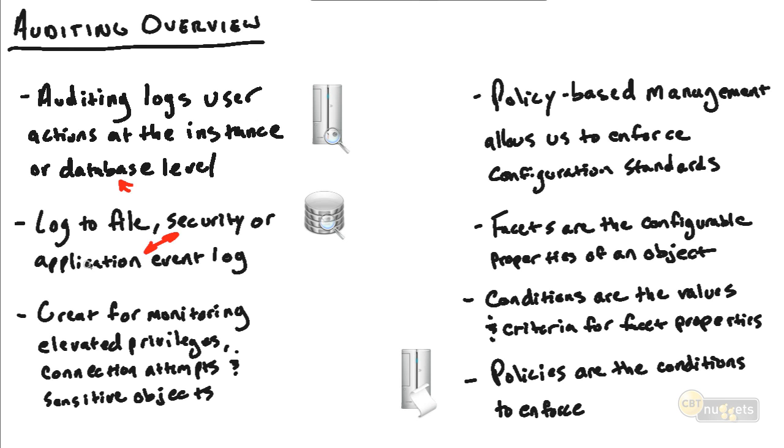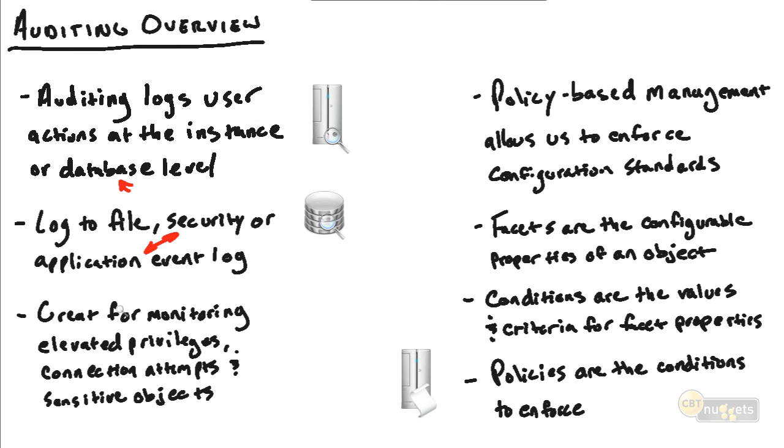The application event log doesn't have the requirements that the security log does because it's wide open. Anybody can read from the application event log. So that's why when you're auditing specific actions, be careful of where you put it. If you're going to log sensitive objects and stuff, you may not want to put it in the application log. You may want to put it in a secure file that's in a secure location.